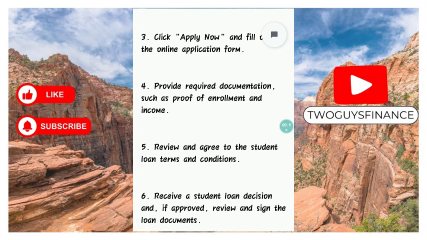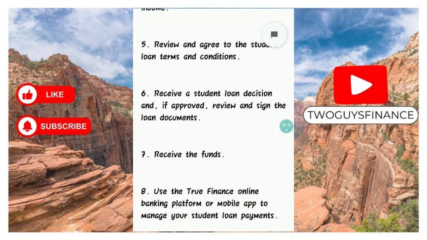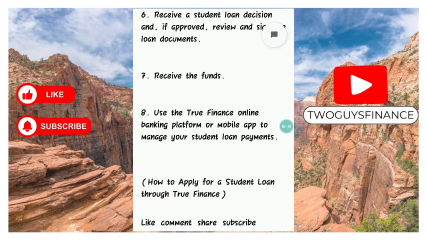Now after you receive a student loan decision, and if it's approved, you want to go ahead and review and sign the loan documents. And once that's done, you're going to receive the funds in your account. Now you can use Twoguysfinance's online banking platform or mobile app to manage your student loan payments. So yeah, that's pretty much it on how to apply for a student loan on Twoguysfinance.